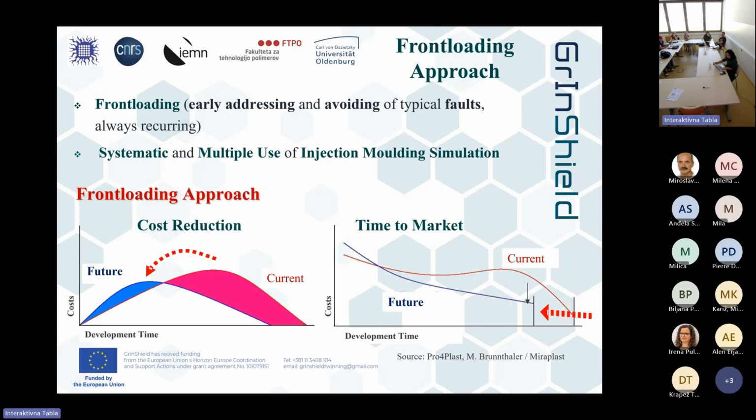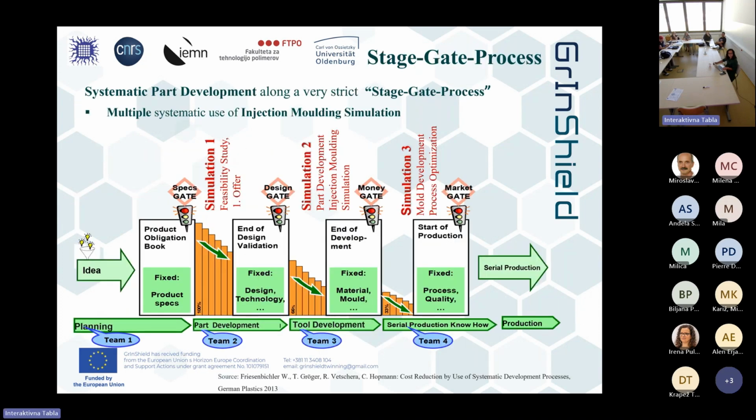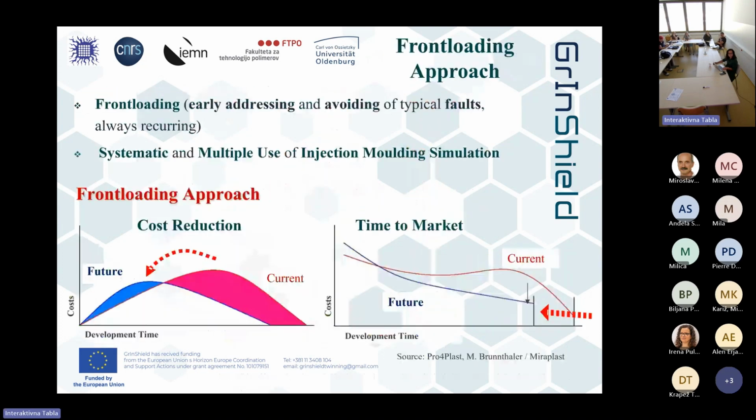And a lot of costs arise if the mold is produced and the mold goes to the machine and then the mold trial starts. And then we see all the faults which we made in advance, and front loading means here we have a lot of money to spend. We shift the problems to the early development phase.